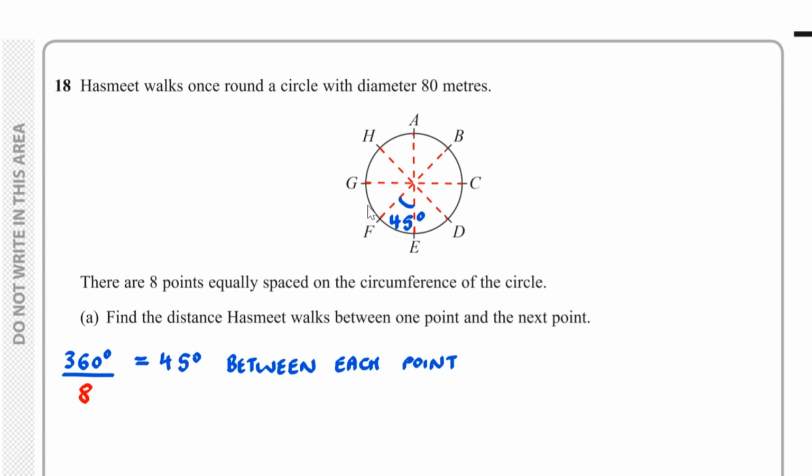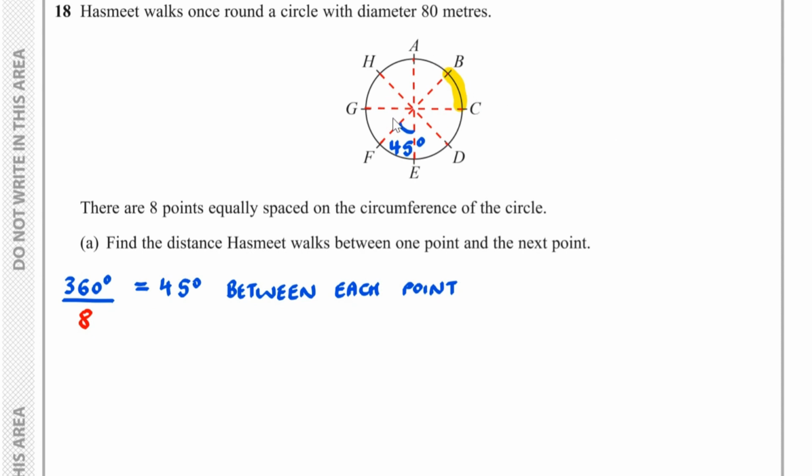Now what we need to do is find out the distance walked between one point and the next. So to find out the distance walked between one point and the next, we've got a fraction of the entire circumference. Now, to work out the circumference, we can work that out by multiplying the diameter by pi. So we have pi times 80, which is 80 pi.